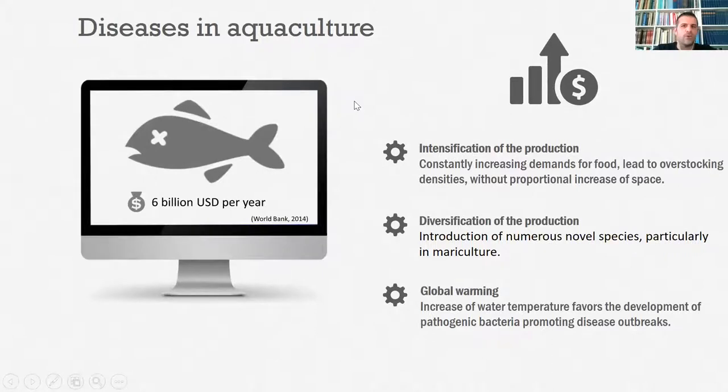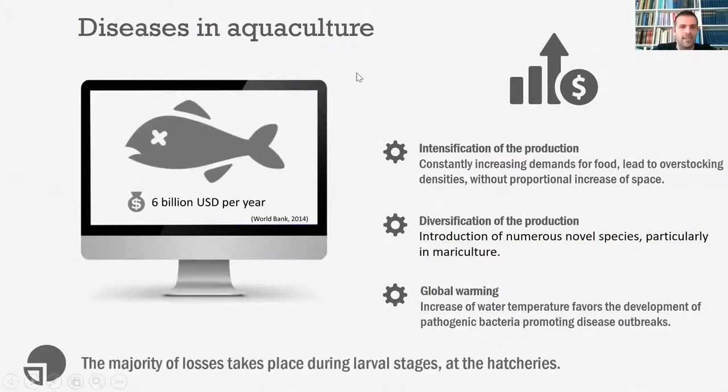However, the production and the growth of aquaculture is hampered by diseases in aquaculture. According to the World Bank in 2014, the estimated cost of disease in aquaculture was approximately $6 billion per year. However, this is going to grow exponentially, probably because of three basic reasons. The first one is the intensification of the production. As we mentioned before, the growth is still going up, and there is a much increased need for fish and fish protein. So that constantly increases the demand for food without a proportional increase of space.